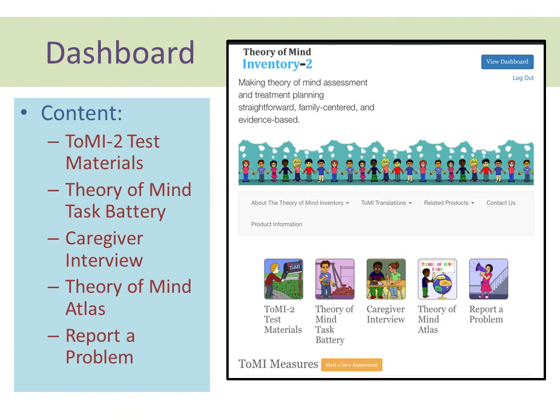Here's what the dashboard looks like. As you can see, there are 5 content links in the middle of the page. These are ToMI-2 test materials, Theory of Mind Task Battery, Caregiver Interview, Theory of Mind Atlas, and Report a Problem. So let's briefly take a look at each one of these content areas.